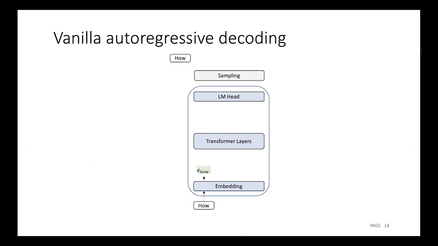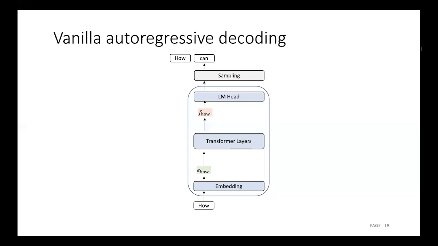Because we want to accelerate vanilla auto-regressive decoding, we need to firstly understand how we decode a large language model. For example, let's say "how" is our prompt, or prefix, and we want to complete the sentence which follows this "how". We input "how" into the embedding layer, and we get the embedding. Then we input it into the transformer layers, and we get a feature, or representation vector. Then we feed this into the LM head, which gives us an output distribution.